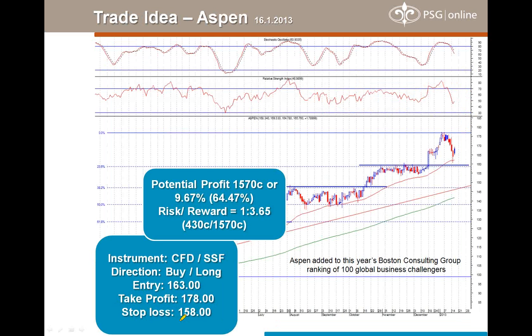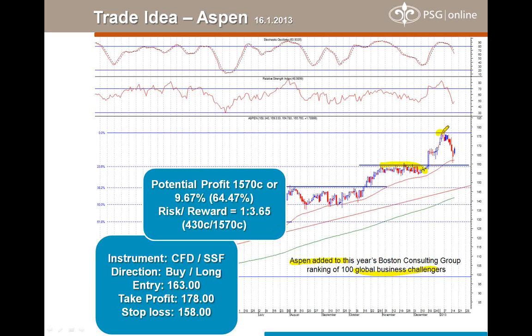This is a trade we are looking at currently. Aspen Pharmaceutical. The reason why we got into this: Aspen has just been added into the top 100 global business challengers, number one. Number two, it's a good company. It's a good growth company. We're looking at a long trade on the share, and we thought, okay, it's starting to turn up now. It came very close to, or bounced off, this previous resistance, which would be our support level now. And we just thought, okay, we can get in at 163.